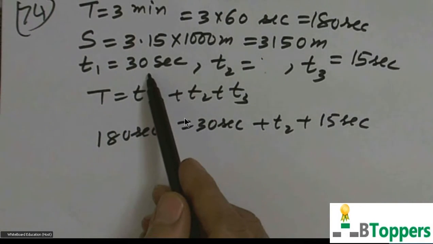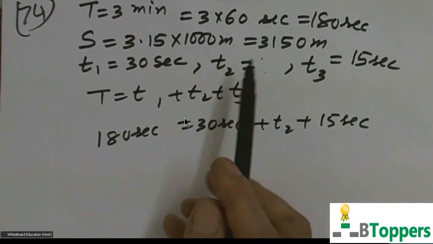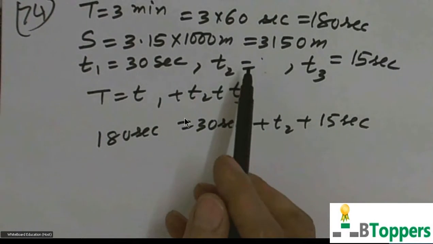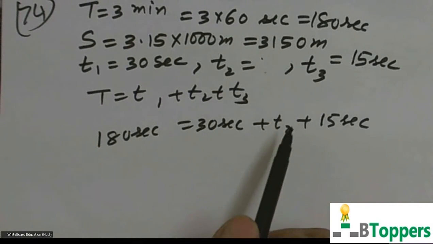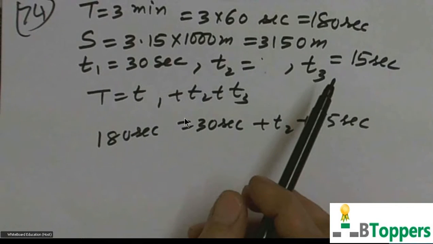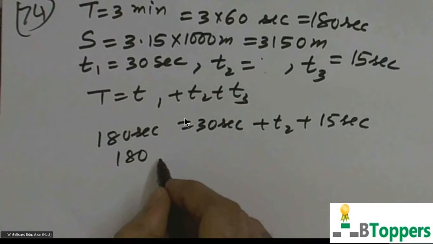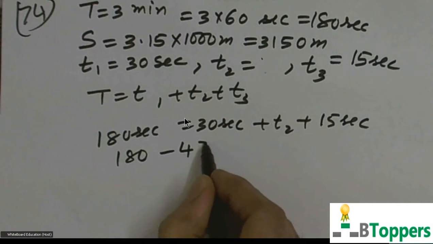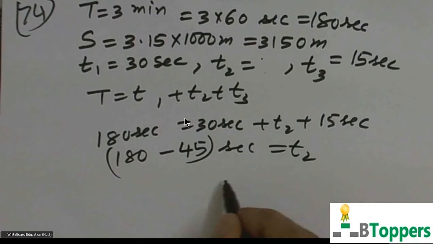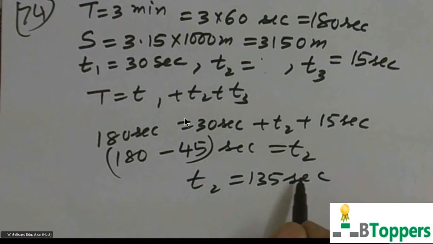T1 is the time for which it moves with acceleration. I denote the acceleration by alpha. The T1 is 30 seconds. T2 is the time for which it moves with uniform speed equal to the maximum speed during the journey, which is not directly given. T3 is the time for which it moves in retardation, the last part of the journey, that is given as 15 seconds. From this you can find T2 here: 180 minus 45 seconds equals T2. So you get T2 equal to 135 seconds.